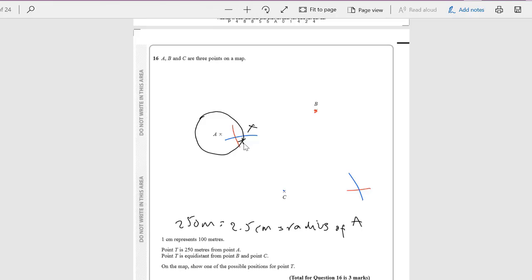Okay, so point T, if we draw, so these are the 2 points where C and B have marked out the intersections. If you draw the straight line, it will be equidistant at any point on this straight line, and it is always 2.5 centimeters away from the circle. So we cross it there, and that is our point T.